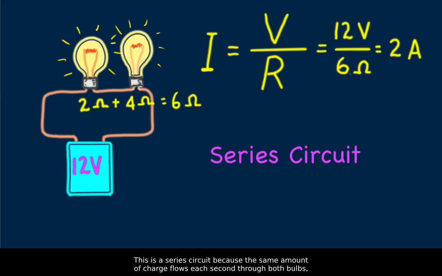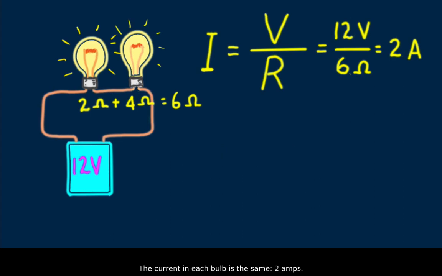This is a series circuit because the same amount of charge flows each second through both bulbs, through one and through the other. The current in each bulb is the same, 2 amps. An interesting question: when the switch is turned on, which bulb glows first? Turns out they both glow at once. That's because the battery sets up an electric field throughout the circuit, which travels at the speed of light. So current is established in all parts of the circuit simultaneously.